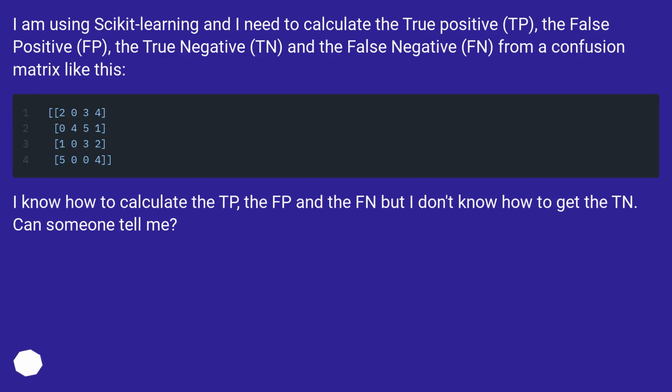I am using scikit-learn and need to calculate the true positive (TP), the false positive (FP), the true negative (TN), and the false negative (FN) from a confusion matrix like this. I know how to calculate the TP, the FP and the FN, but I don't know how to get the TN. Can someone tell me?